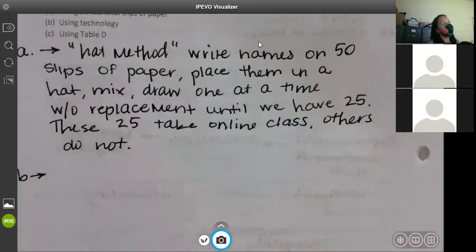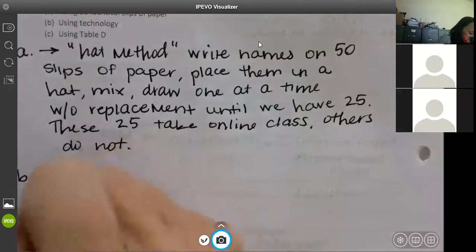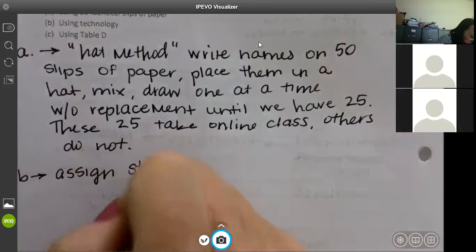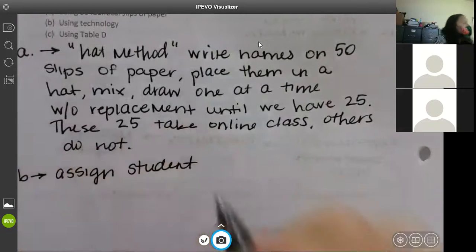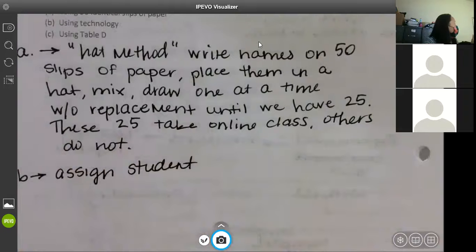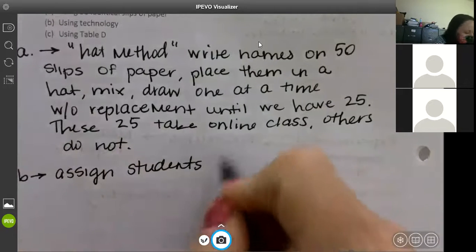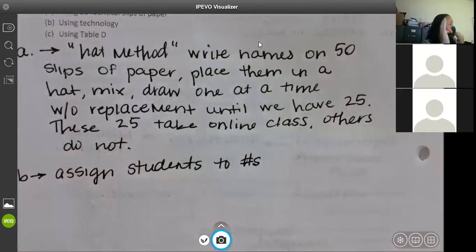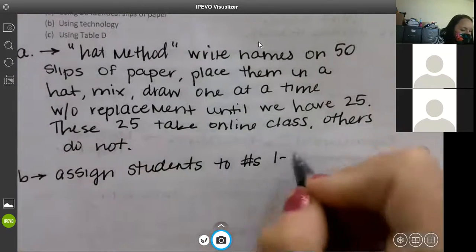What do you mean? What do you got to do first? Assign each name a number. Thank you. Assign students. You remember those hotels that we had to call? And we assigned them a number before we looked at it. So assign students to numbers, and you have to specify the numbers 1 through 50.